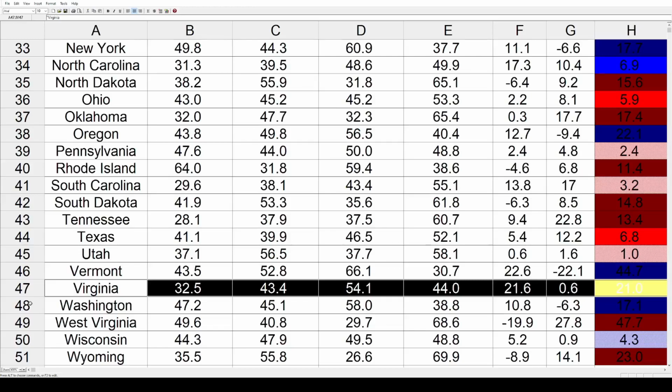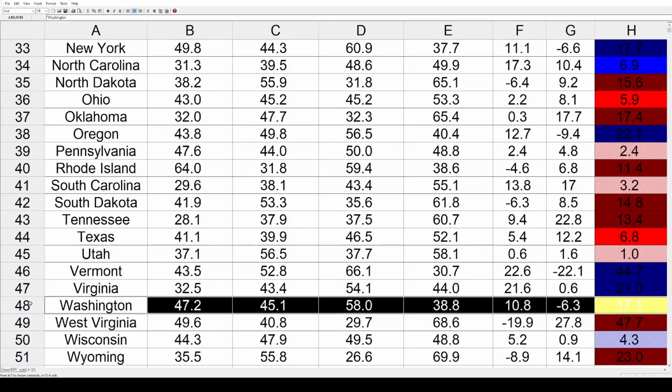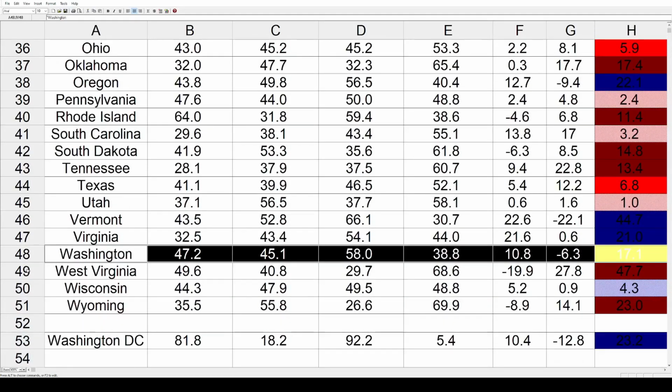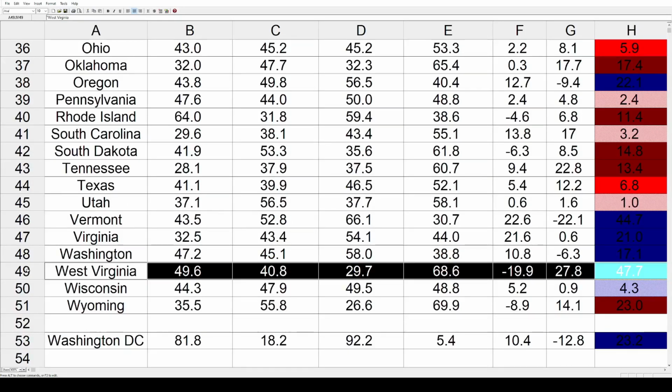Virginia had a significant shift toward the Democrats of 21%. Washington, a little bit less by 17.1. West Virginia had the biggest shift out of all the states. That went toward the Republicans by a substantial 47.7.